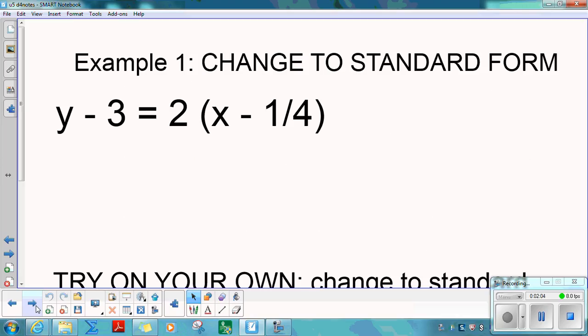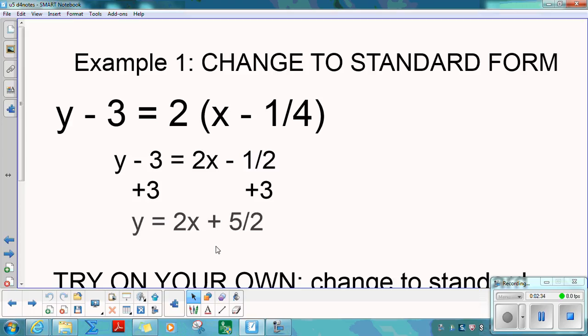Example 1, we have to change it to standard form. Now when you're going from point slope to standard form, you need to stop off at slope-intercept form. You can't get from point slope to standard without stopping at slope-intercept first. Okay, so I'm going to get y by itself to get the slope-intercept. So first thing I need to do is distribute the 2. Gives me y minus 3 equals 2x minus 1/2, because this became 2 over 4, so I reduced it. Add 3 to both sides, so you get y equals 2x plus 5/2.